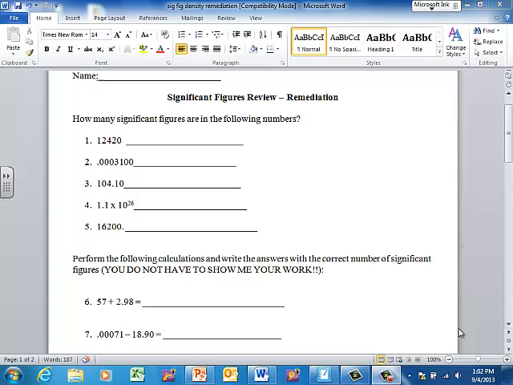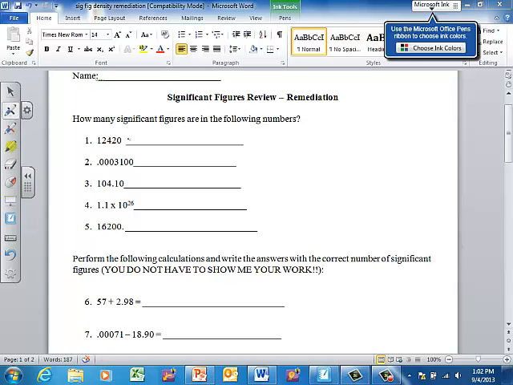So I'm going to take you through some more significant figure problems in order to go through the rules again and see what we're looking for. Okay, so first off is how many significant figures are in the following numbers. And number one, the 0 at the end here is trailing and there is not a decimal place, so it is going to be 4 significant figures for number 1.